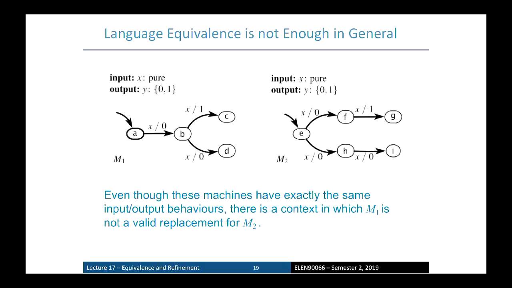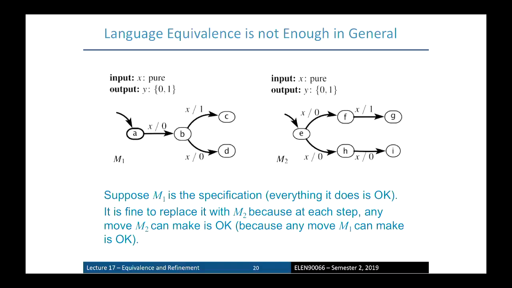Remember, when they're deterministic machines, language equivalence is the same as bisimulation. Tick, all three ticks, all good. Here, not so. So let's investigate this a little further. Let's pretend M1 is the specification. It does everything okay. That's the spec. Everything it does is okay.